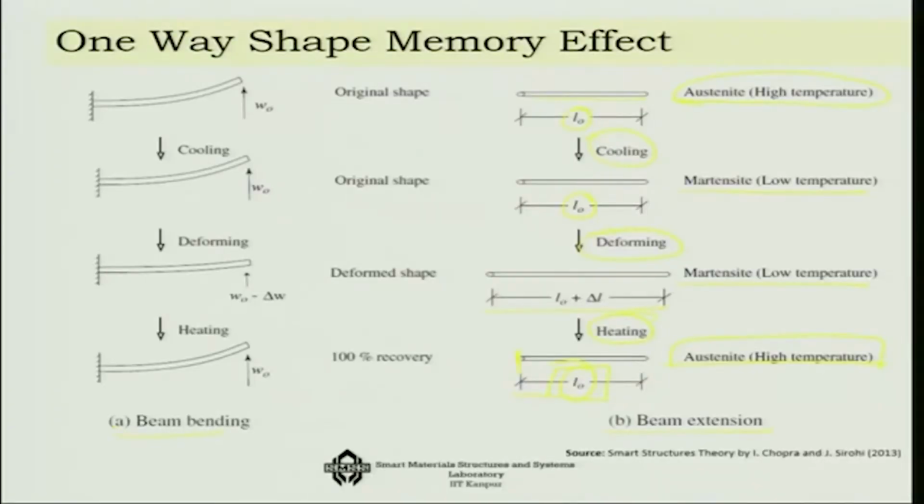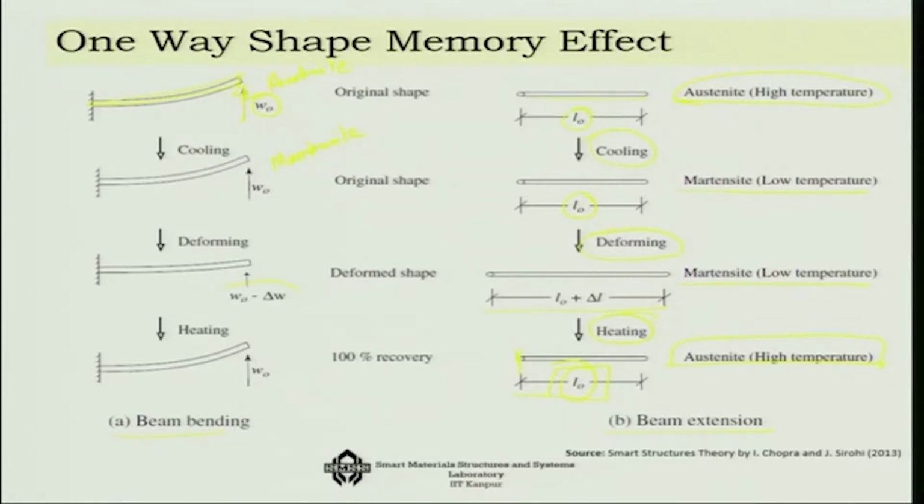What happens in terms of bending? Pretty much similar. Suppose I have a particular beam here which is deformed because of some kind of external loading. Now it is at the austenite phase. So this is at the austenite phase to begin with. Now I am cooling it. As I cool it, there will be no change. As I told you, this martensite is actually the twinned martensite state, so there will be no change. Internal adjustment will be there. Original shape will be there.